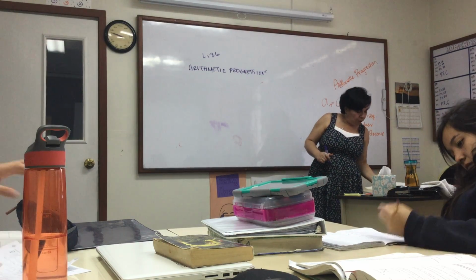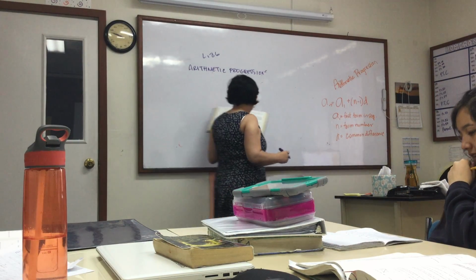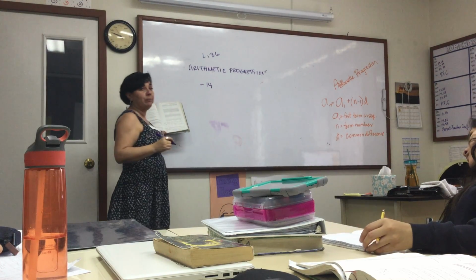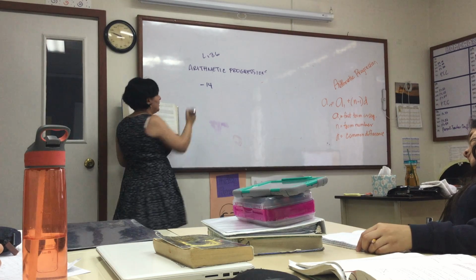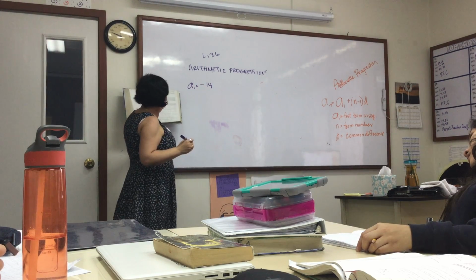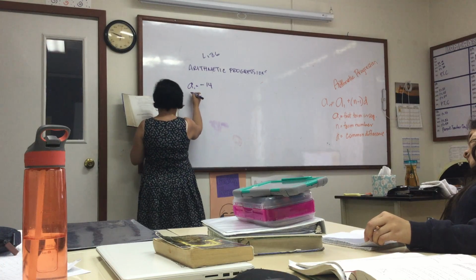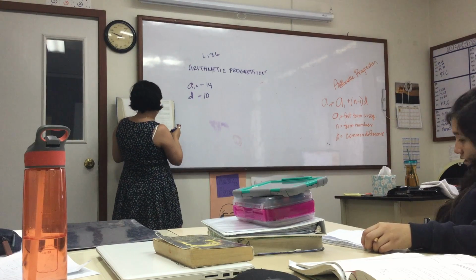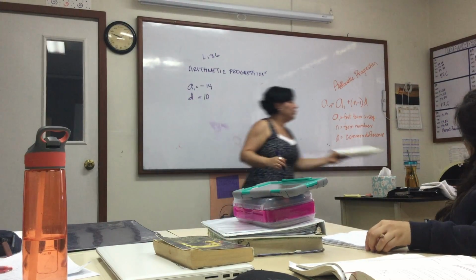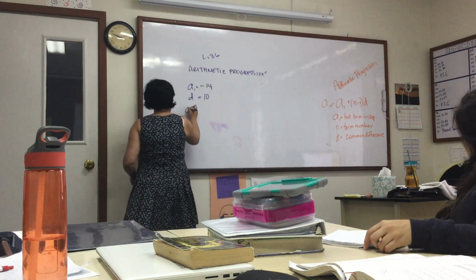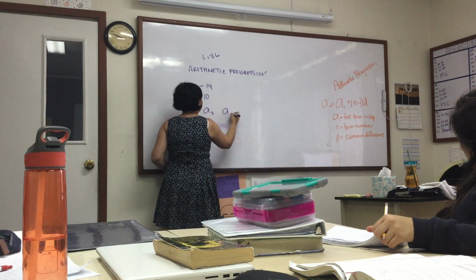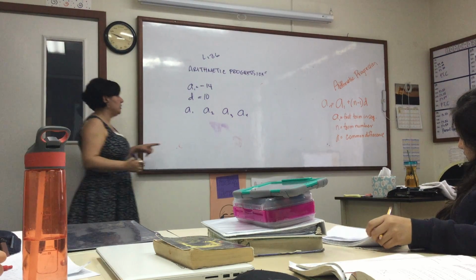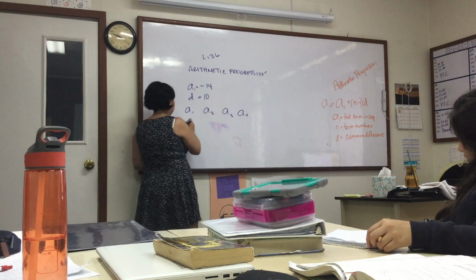Write the first 4 terms of an arithmetic sequence whose first term is minus 14. If that's the first term, what do we call it? A sub 1. And whose common difference is 10. What do we call that? D. And you want to find the first 4 terms. So you need A sub 1, A sub 2, A sub 3, and A sub 4. That's what you're looking for. First 4 terms. A sub 1 you've got as a given.